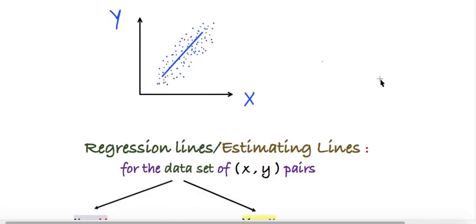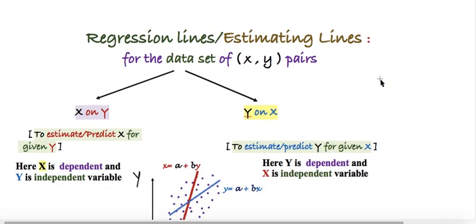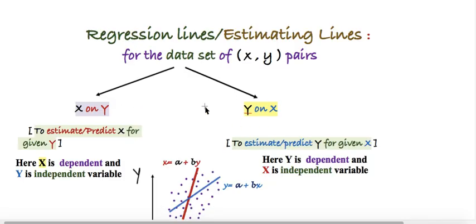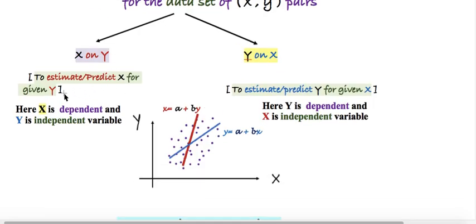Now we are going to learn how many regression lines are possible. Since there are two variables, we can find two regression lines. These are also known as estimating lines or predicting lines. One is known as x on y, the second is y on x. What does it mean? When I say x on y, we are going to use this line when we want to estimate or predict the value of x when y is given. Why? Because here x depends upon the value of y. So y is independent, x is dependent. So this is known as x on y.